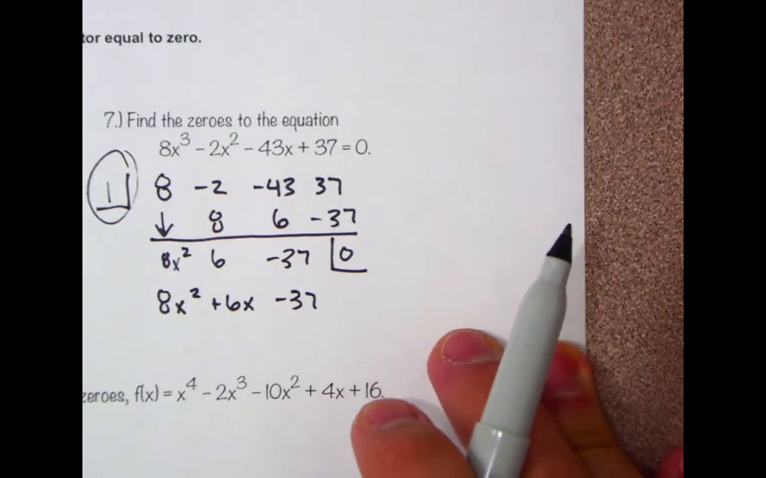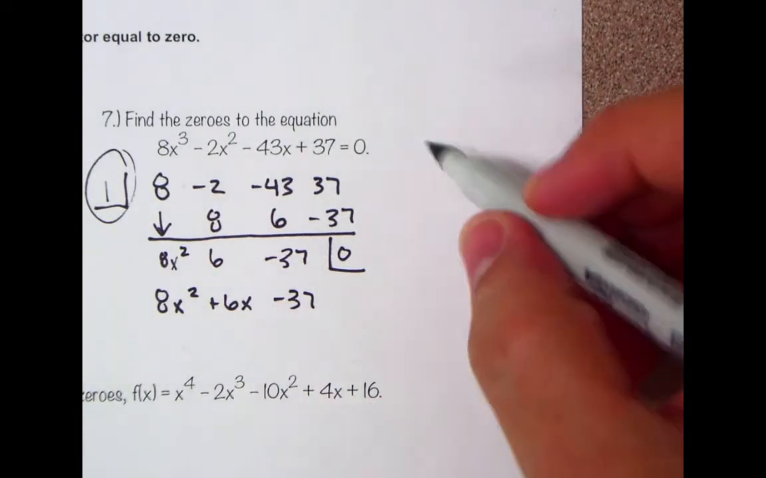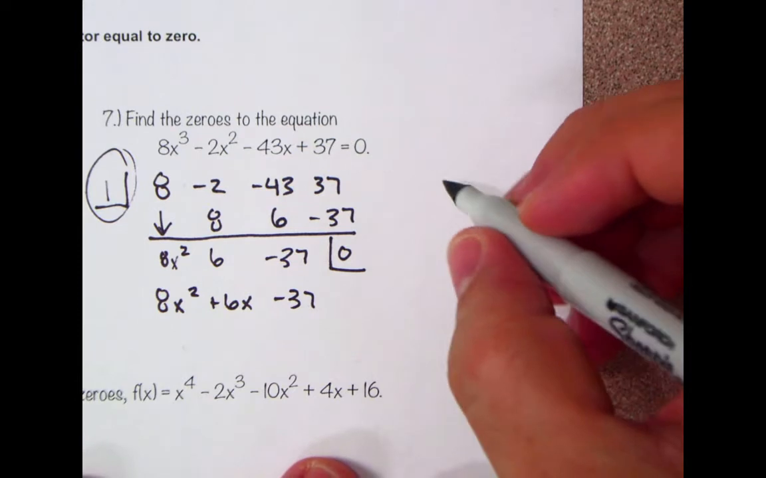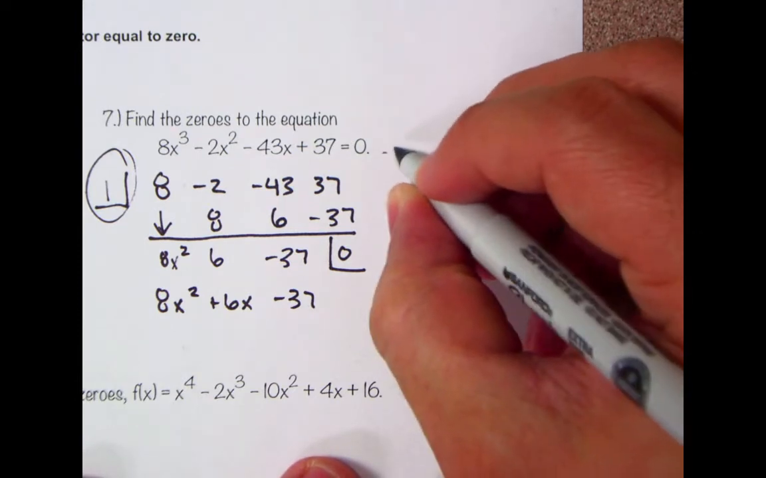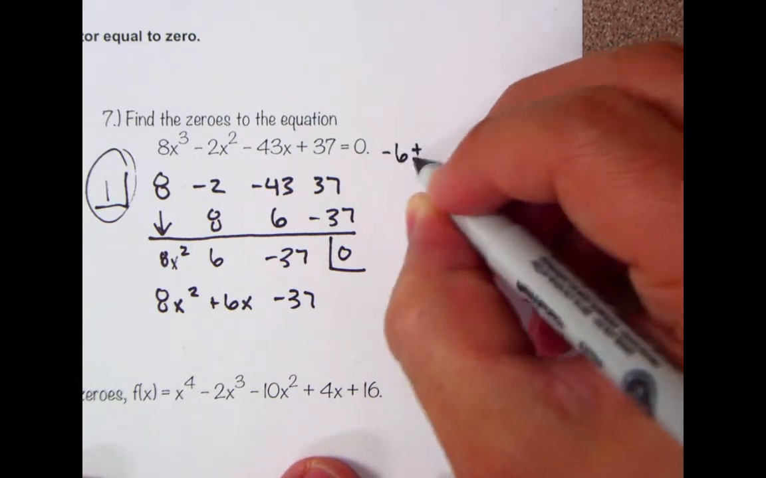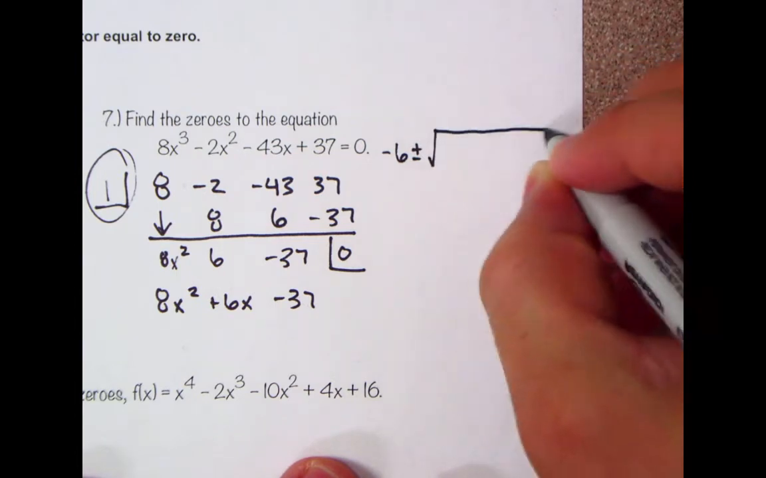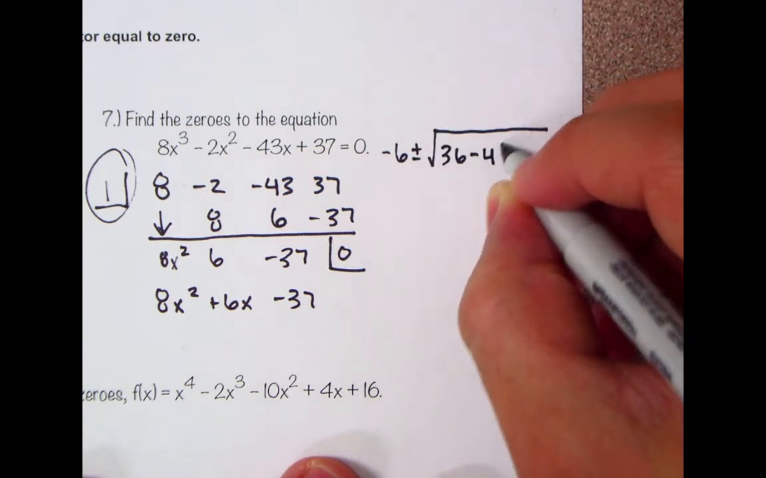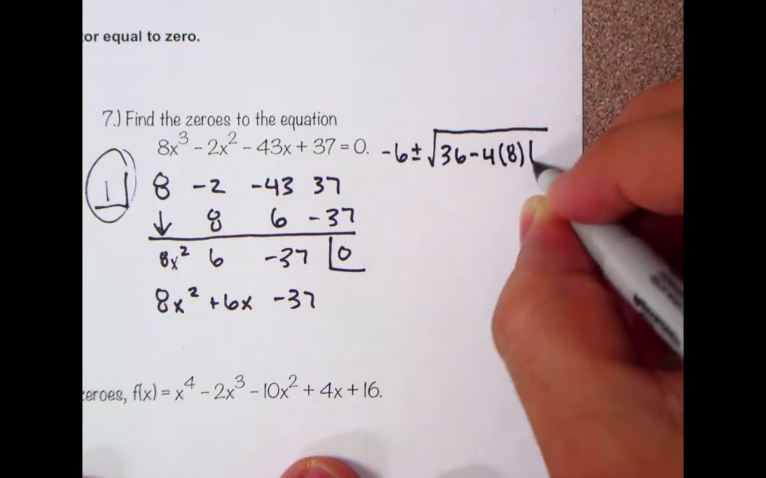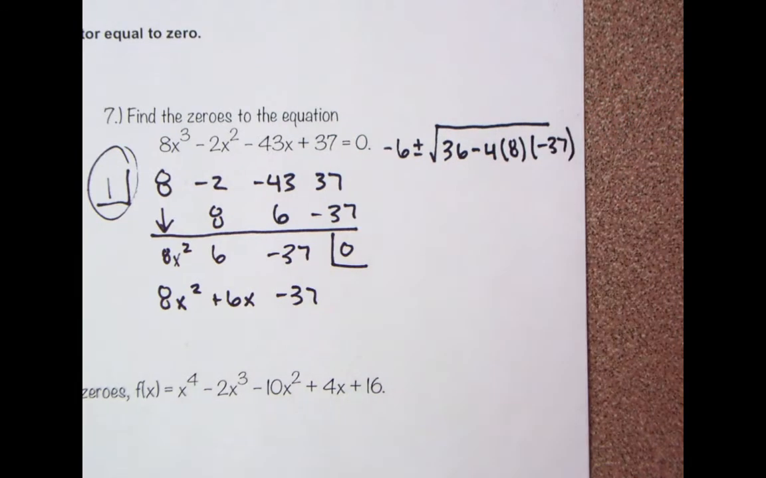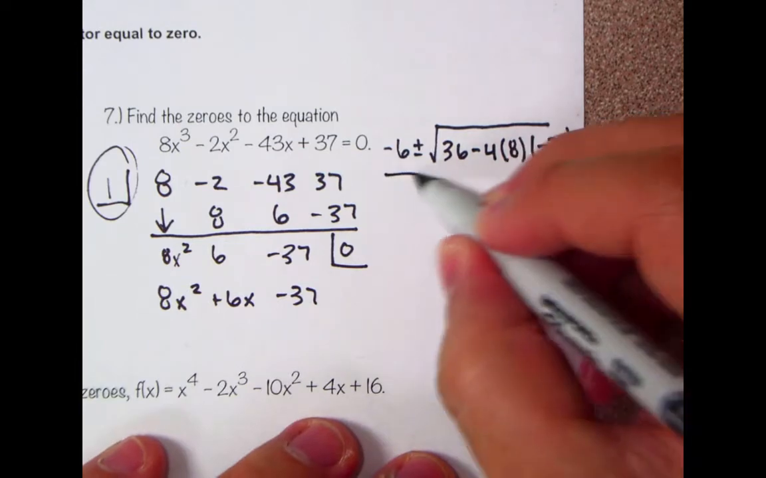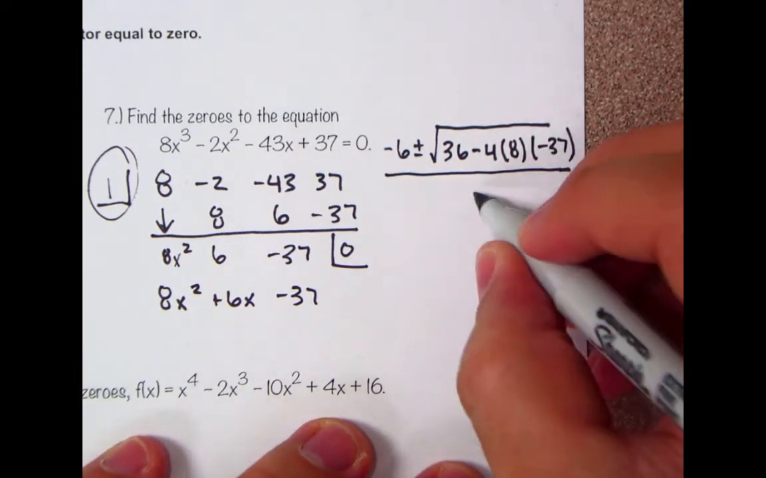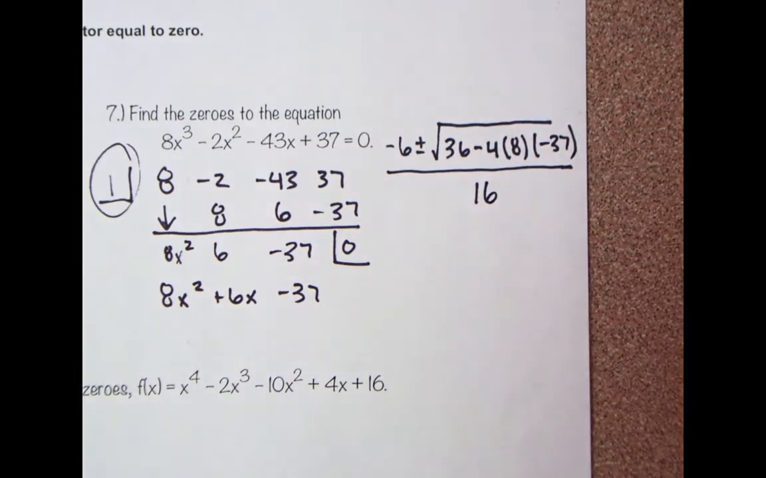Okay, slide this over a little bit. I'm going to do the quadratic formula right over here. So opposite of b is -6 plus or minus the square root of b squared minus 4 times a times c, all over 2 times a, or 16.